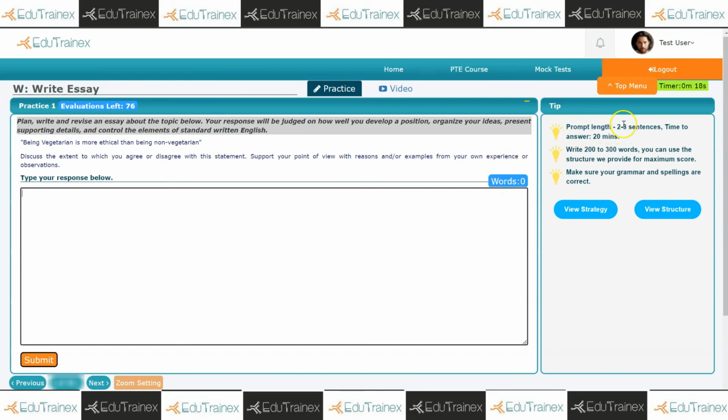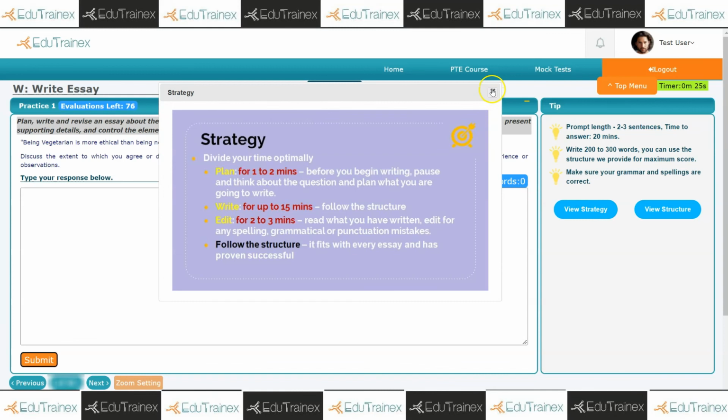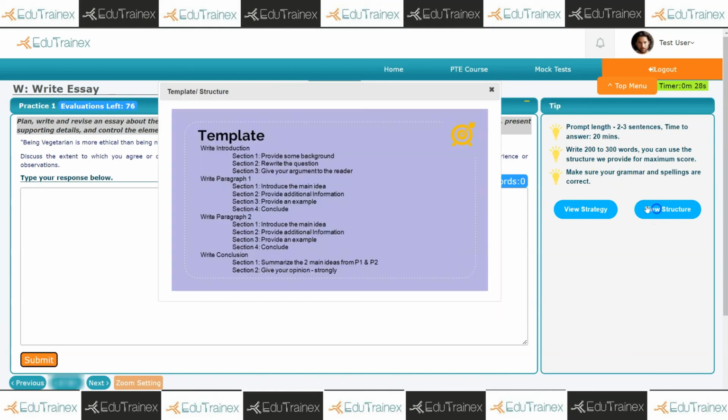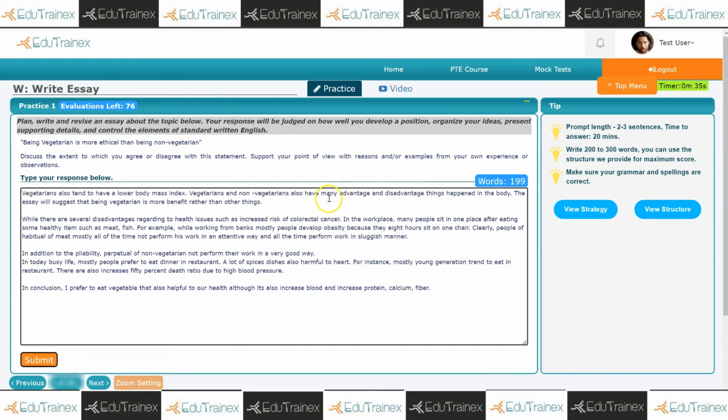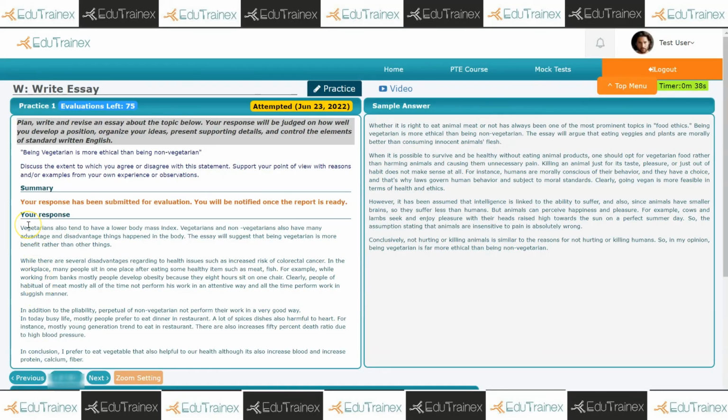On the right hand side, you see the important tips related to the task, and you also have the opportunity to glance at the strategy as well as the structure that you need to follow for the write essay task. Once you are done typing your response, you click on Submit, and your response will be evaluated by one of the PTE experts from Edutrainex. You are also shown the sample answer on the right hand side, what should have been a good essay response for this essay prompt.